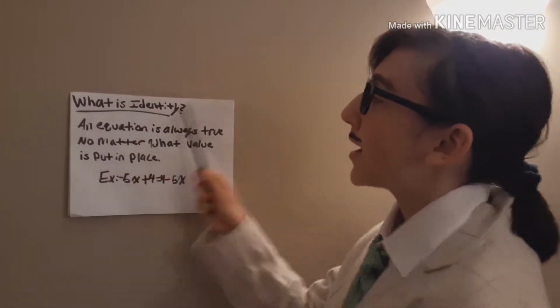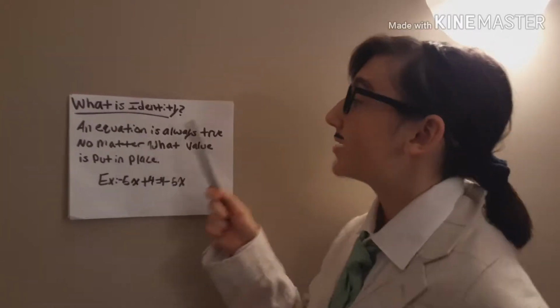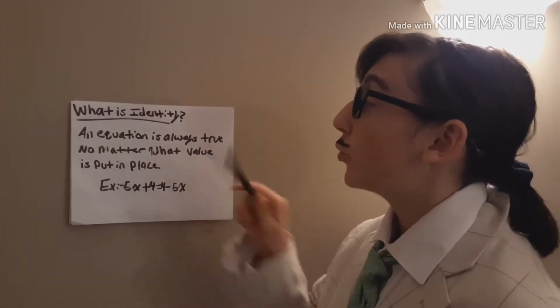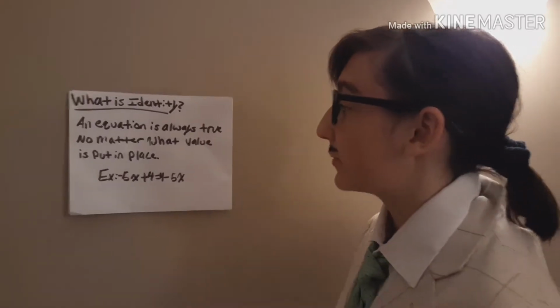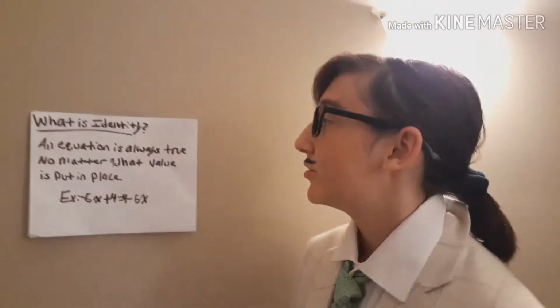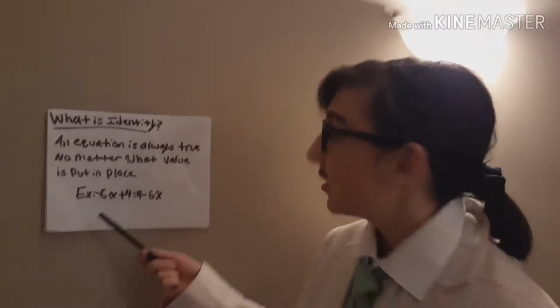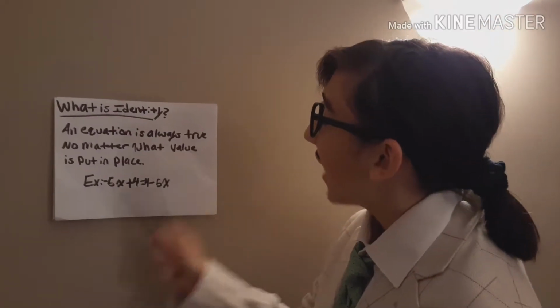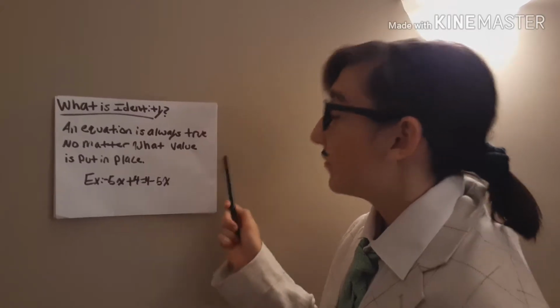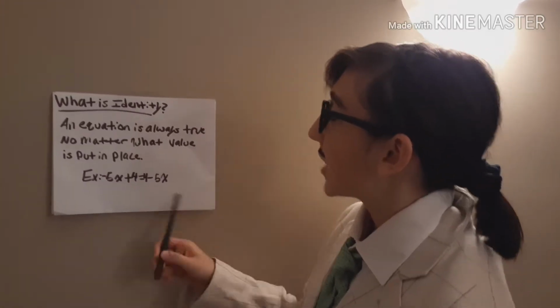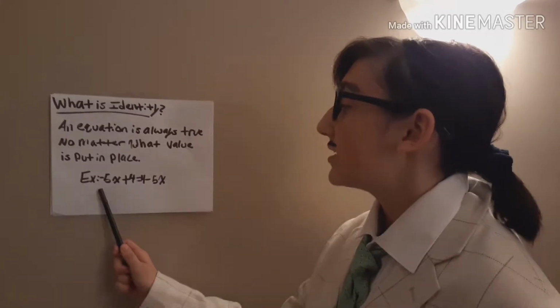Next, what is identity? Now, identity is a type of equation in which no matter what value is put in place of that variable, it will always be true. So this basically means, for example, if negative 5x plus 4 is equivalent to 4 combined with a negative 5x, these are both going to equal the same amount, no matter what that x may be. So it could be 1, it could be 2, anything, it will always be equal to each other, be equivalent.